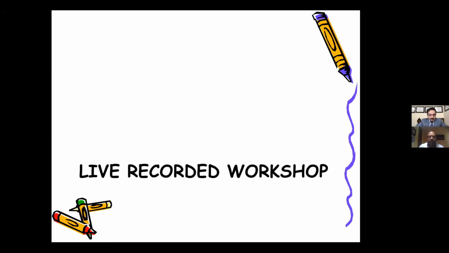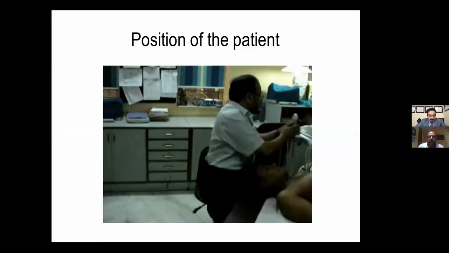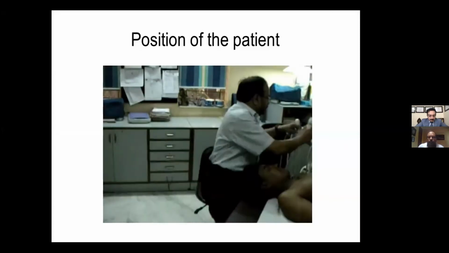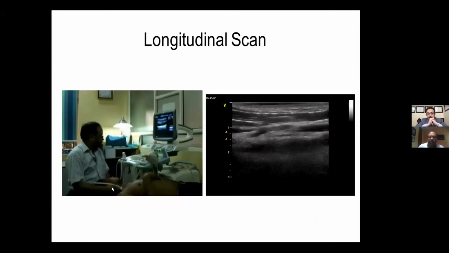I'll switch gears over here and show you one of the live demonstrations which I have recorded from my own lab. This is how we sit with the patients. The patient is on the other side of the table, his head is towards you, and you are sitting over here. Your machine is on the left hand side and you are scanning the right carotid in this fashion. And once you're scanning the right carotid, you can see your hand swelling over here.